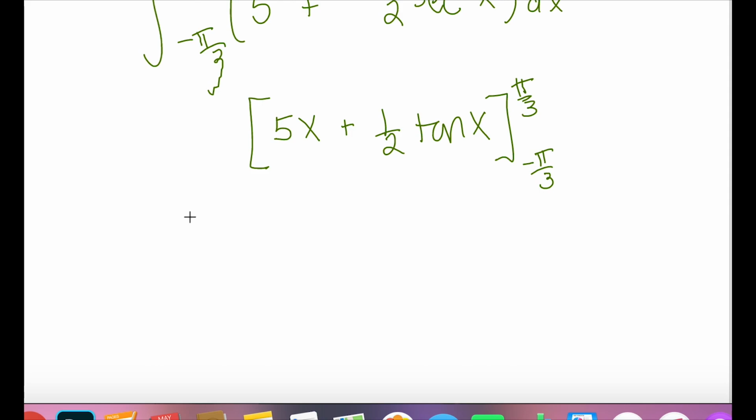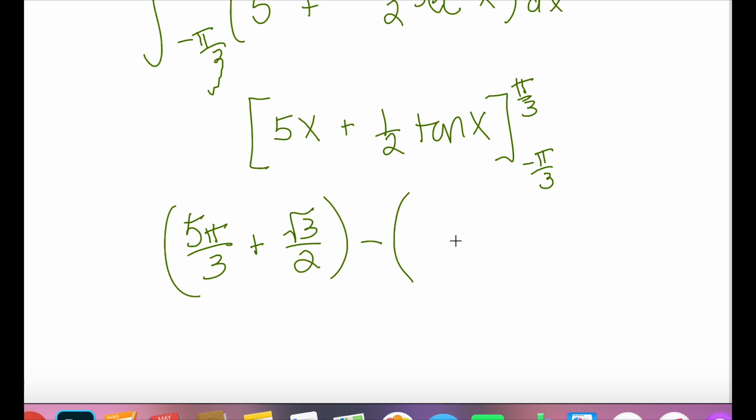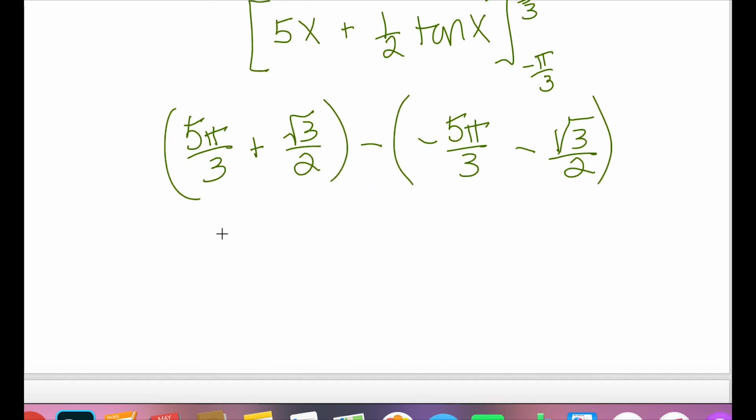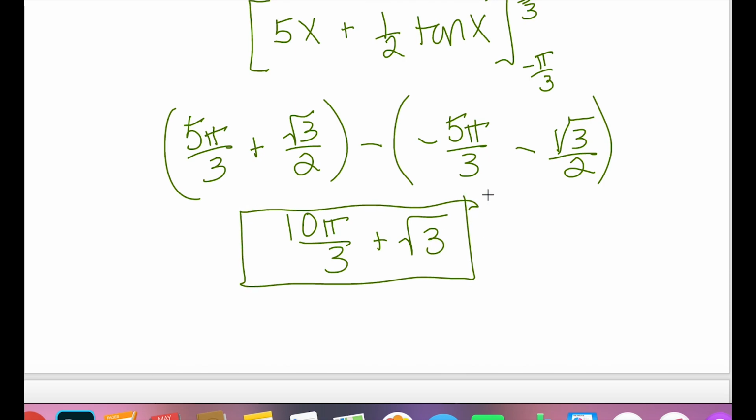When I plug this in, we get 5 pi over 3 plus root 3 over 2 minus negative 5 pi over 3 minus root 3 over 2. So I'm subtracting negatives in both cases, so it's going to be addition. 5 pi over 3 plus 5 pi over 3 equals 10 pi over 3. And root 3 over 2 plus root 3 over 2 is simply root 3.